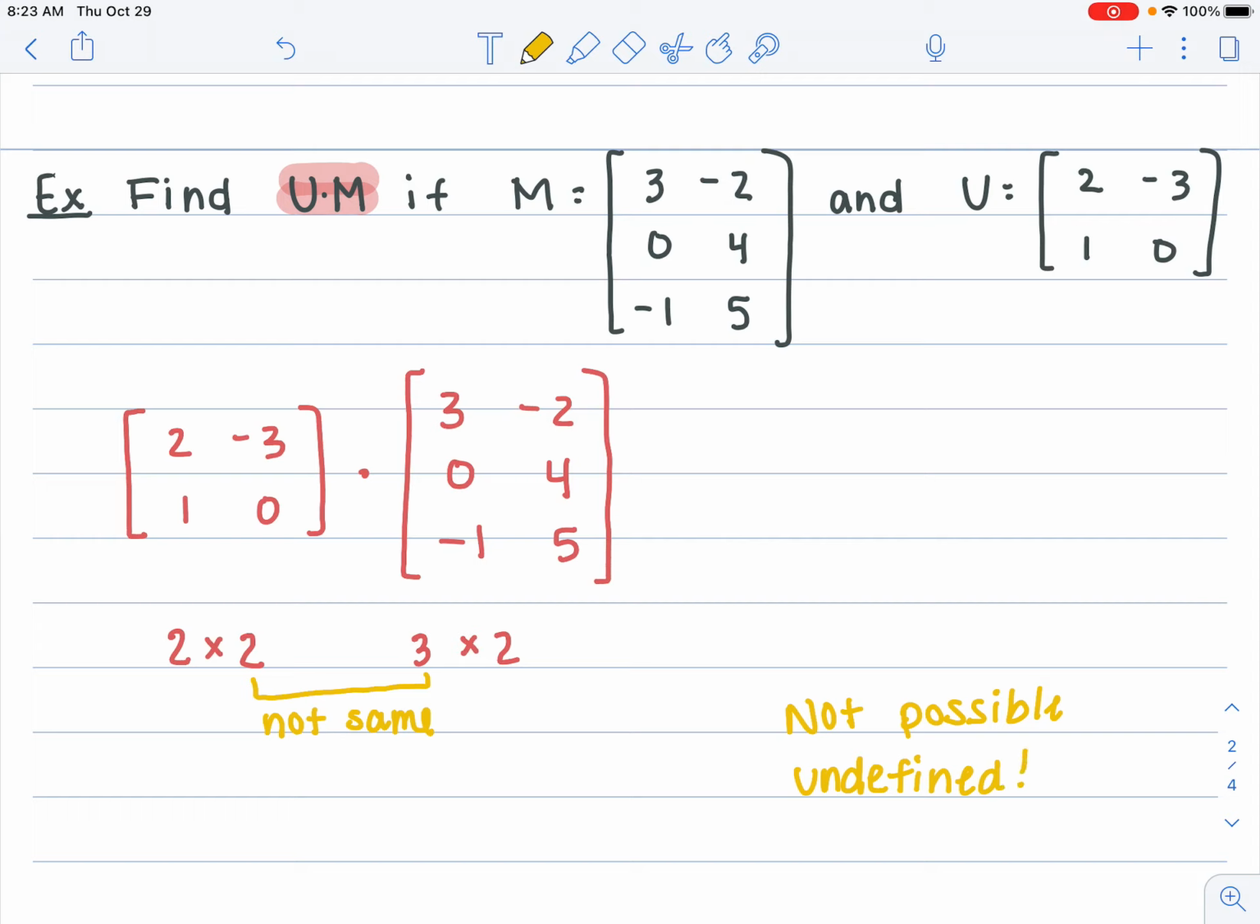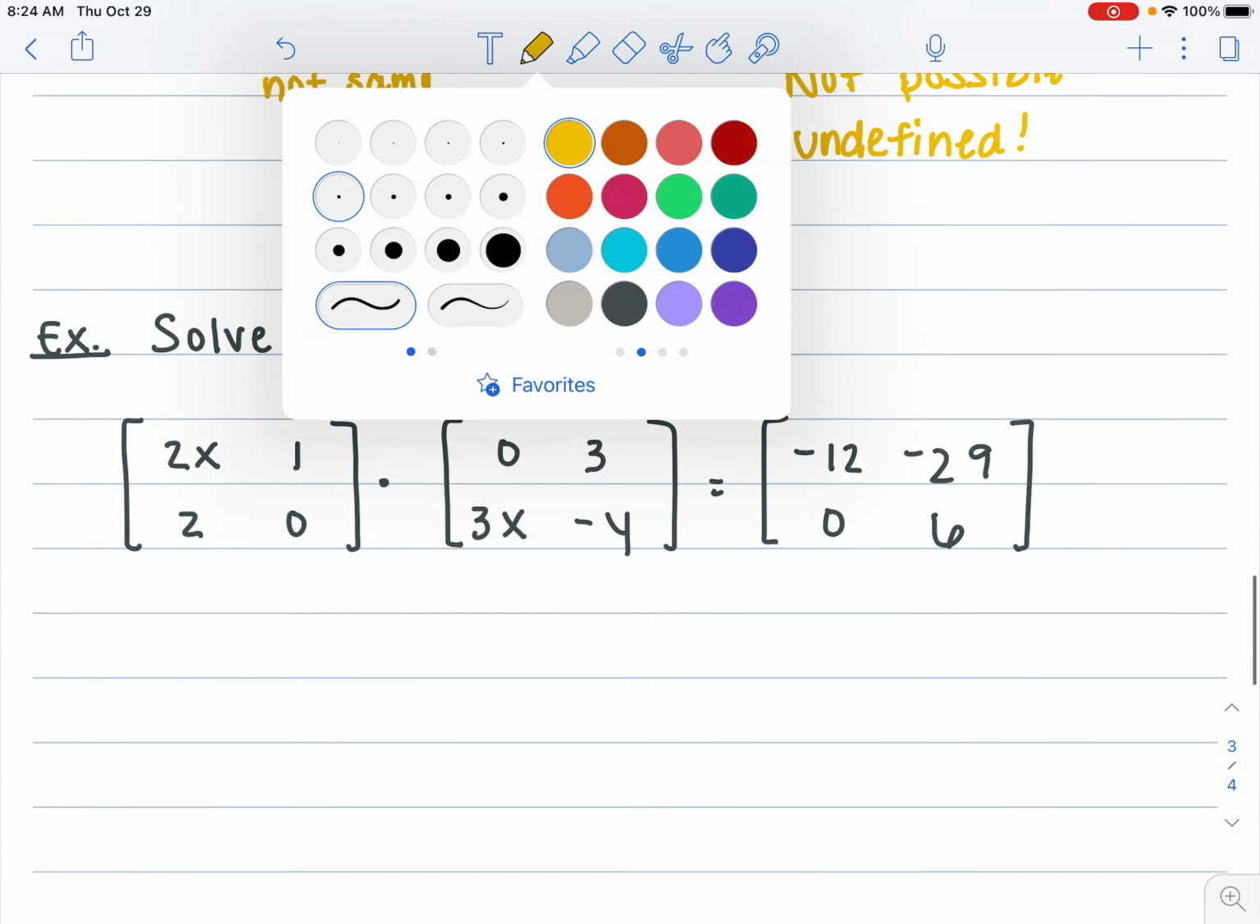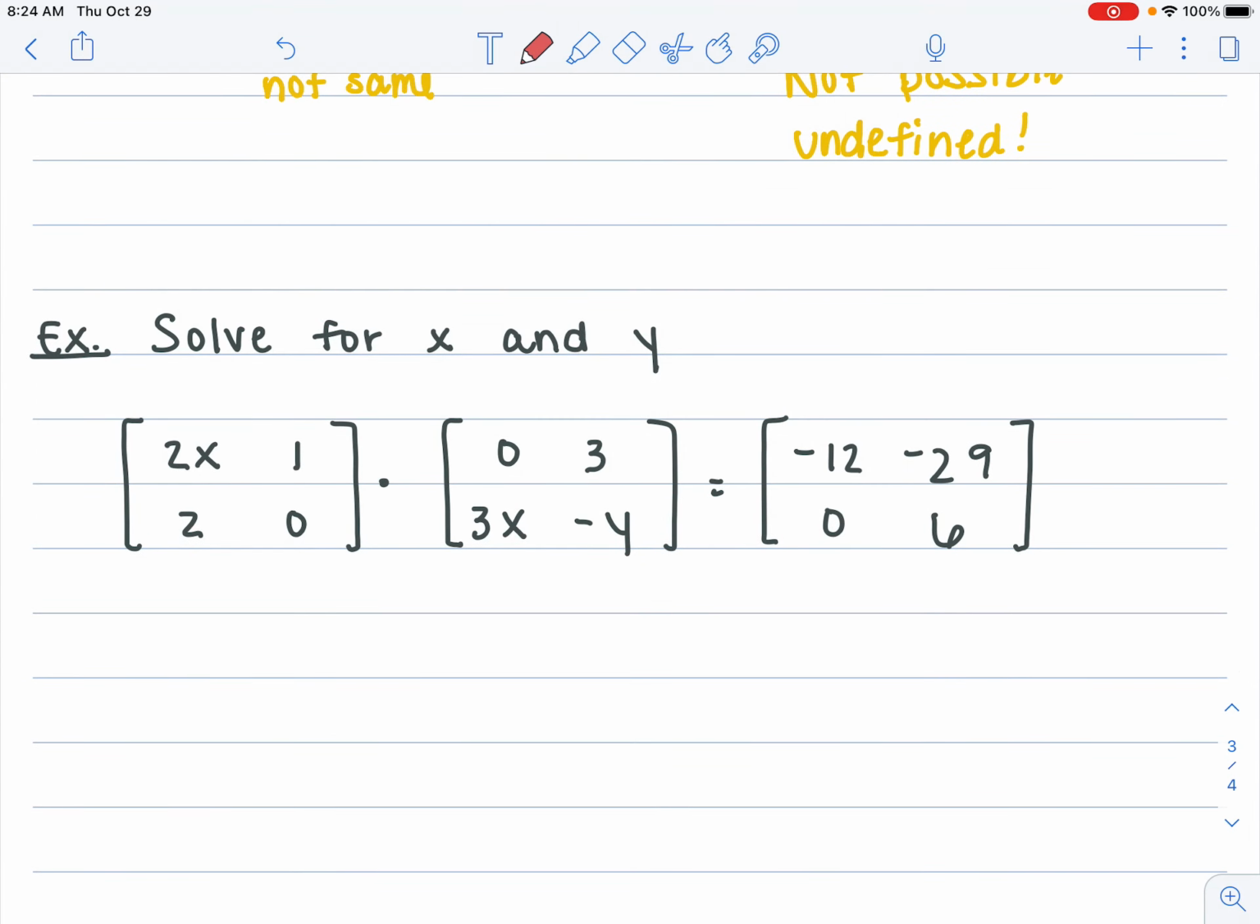Okay, it's undefined. Because in order to do multiplication, the number of columns from the first one has to match up with the number of rows from your second one. So we'd say, nope, not possible. If we flip-flop the order, if we did M times U, then that would be possible. But since it tells us that you have to do it in a certain order, it would not be possible.